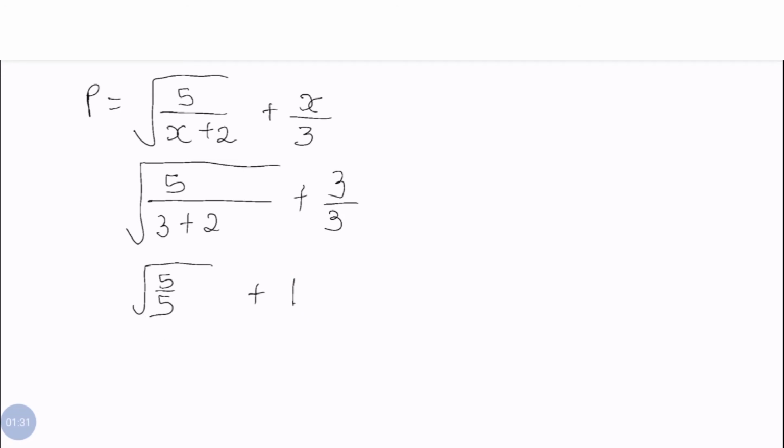So now we have something like this. 5 over 5 is the same as 1, which is the root of 1 plus 1. The root of 1 is 1, which is the same as 1 plus 1, which is equal to 2. Now we have showed that P is rational because we got an answer of 2.